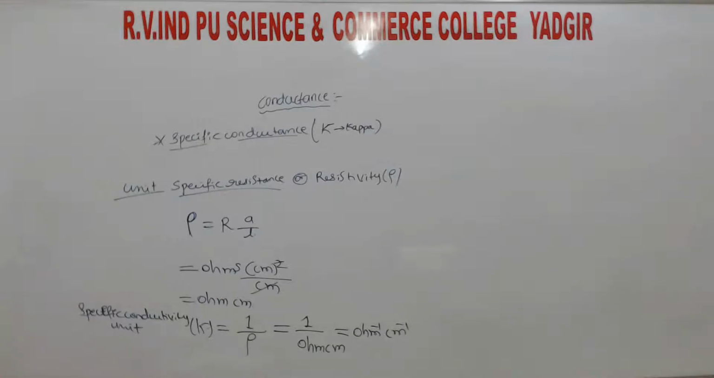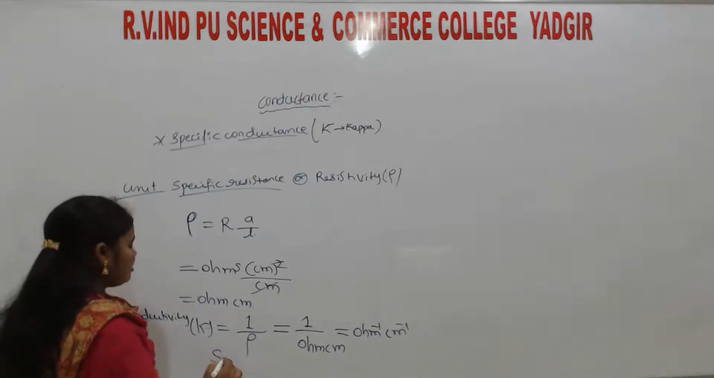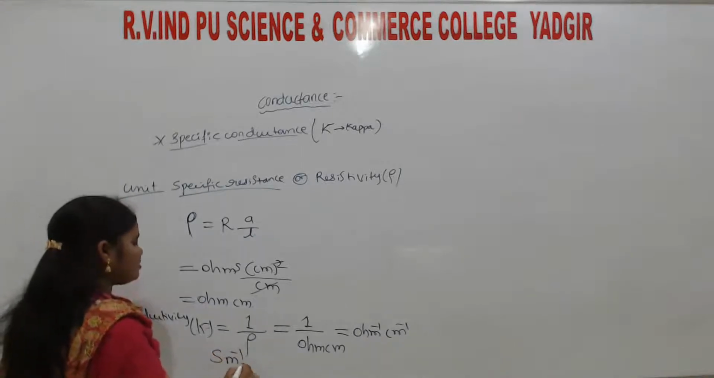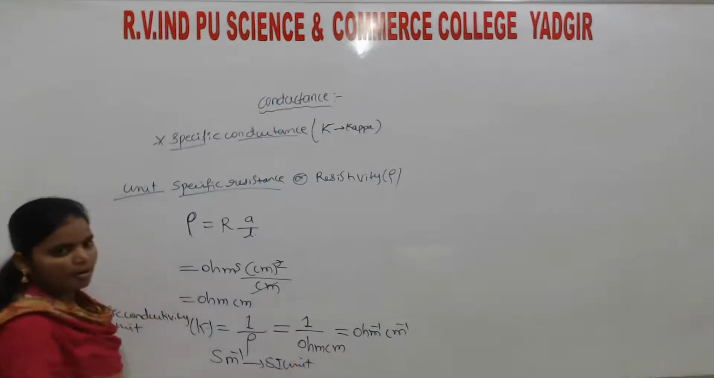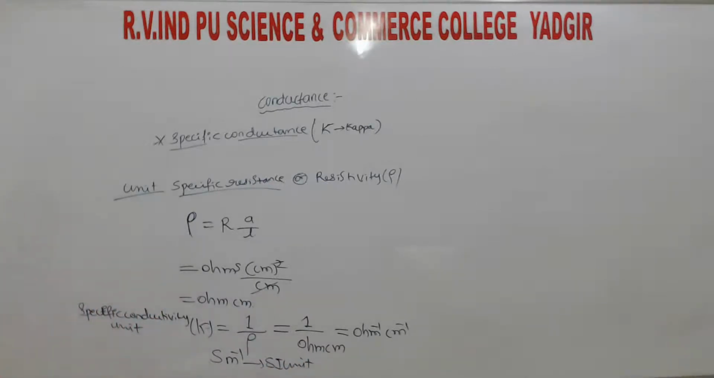In the SI system, it is Siemens per centimeter or Siemens per meter. This is the SI unit. Siemens per meter or Siemens per centimeter. These are the SI units.